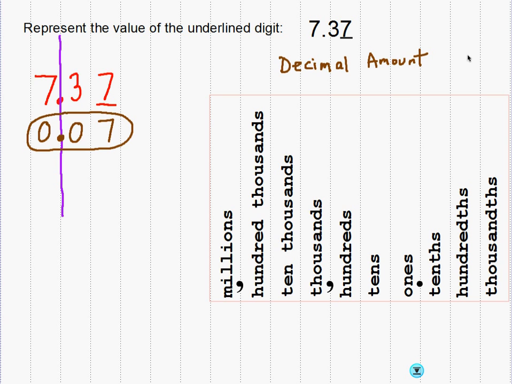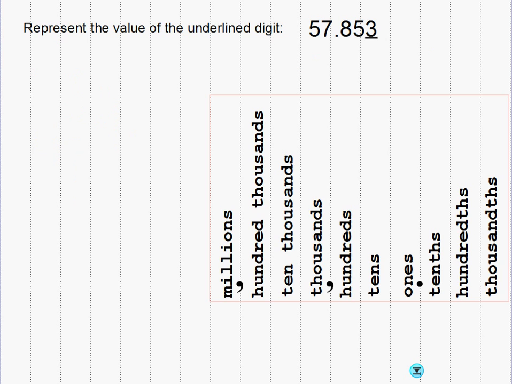All right, we've got a couple more problems that I'll work just to give you some extra practice. On this problem, we have 57 and 853 thousandths, and we have to find the value of the 3 on the decimal side. So let's go ahead and copy our number over here between the lines.